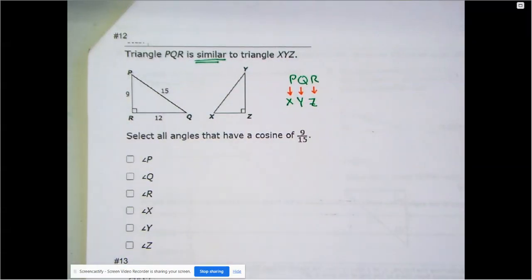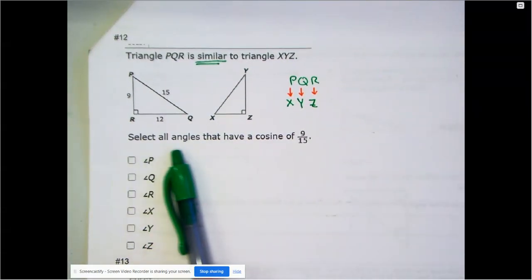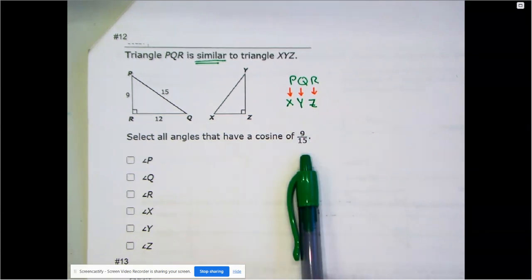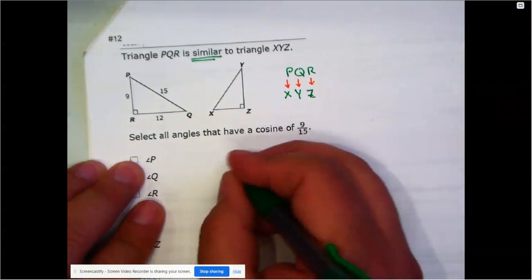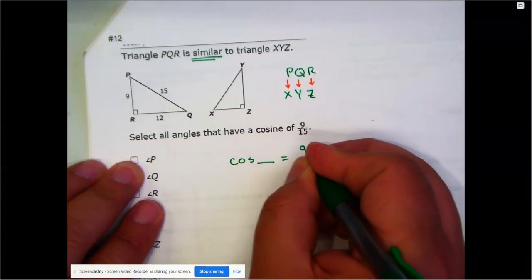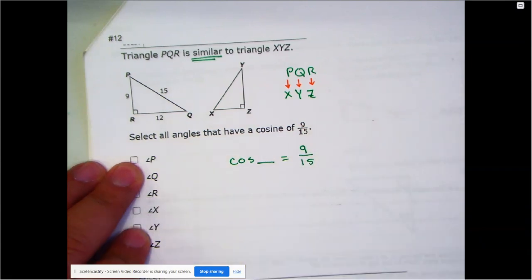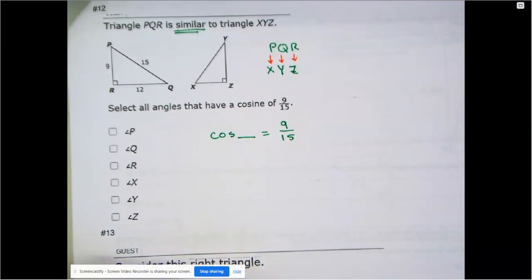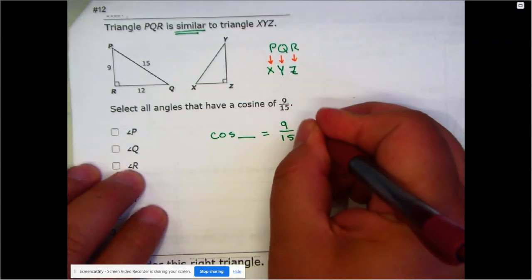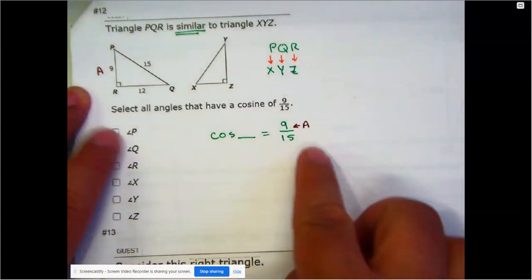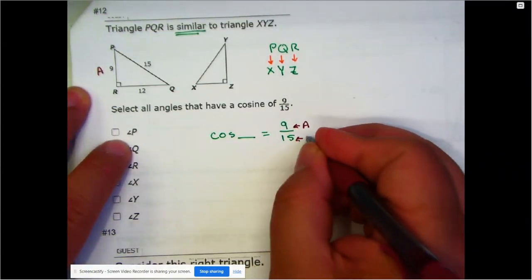All right, now select all the angles that have cosine of 9 over 15. Well, check it out. Cosine of blank is equal to 9 over 15. This is where your friend SOHCAHTOA can help you. According to SOHCAHTOA, this is the adjacent, so I'll put an A right there. This is the hypotenuse. So there's the height.